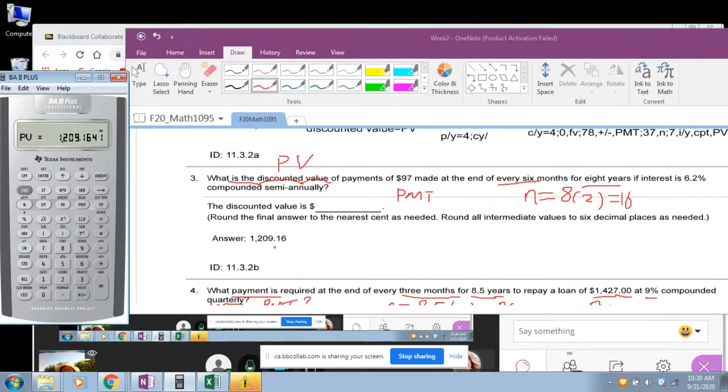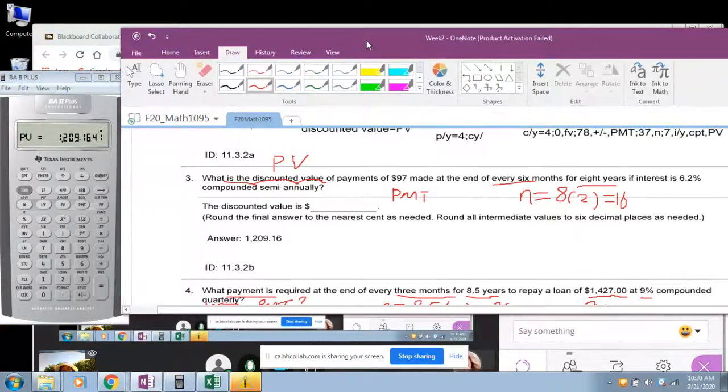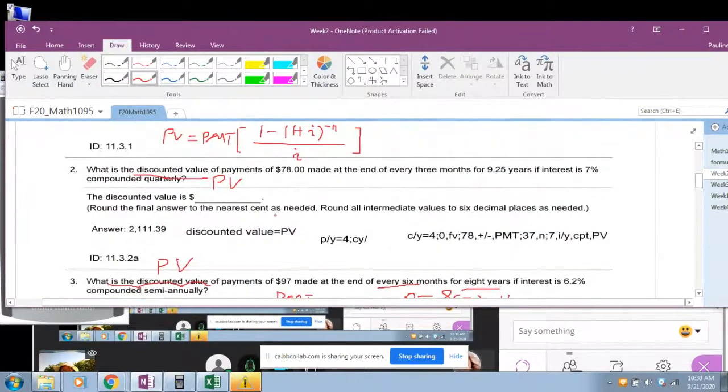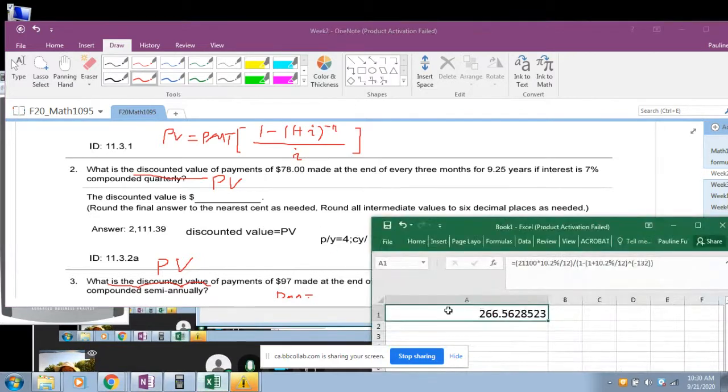So this is a calculator method. And now, what is the formula method? So formula method, you need the formula. What is the formula for PV? Okay. See, this is the formula right in front of you here. PV equal to PMT, 1 minus 1 plus I negative N divided by I. Okay. So I'm going to use this formula for question 3. Use Excel to facilitate the calculation. So equal PMT. This is for question 3, okay?